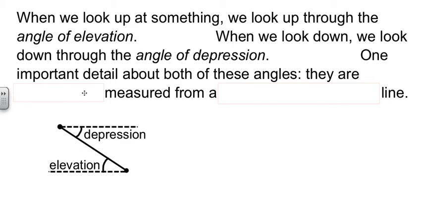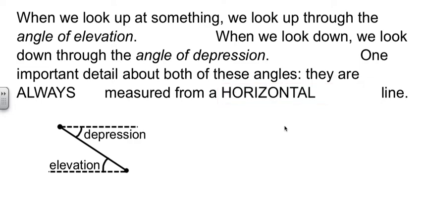Now, it's very important to understand when we're dealing with either one of these, elevation or depression, they are always measured from a horizontal line. You always measure them off of a horizontal. The biggest, most common mistake in problems like this is people will try to put, especially the angle of depression, off of a vertical line. It doesn't work that way. It's impossible. You can't do it. It always, always, always comes off of a horizontal line. Can't stress that enough. Always. Horizontal.